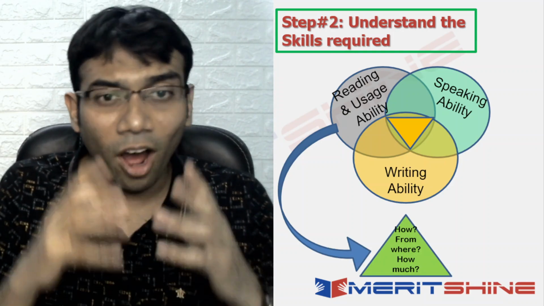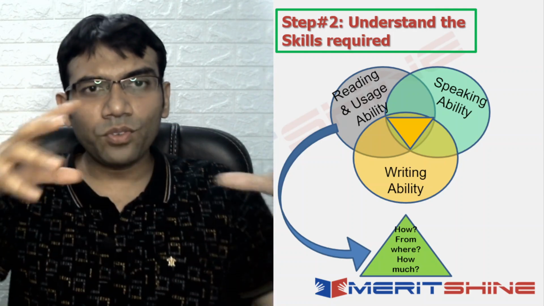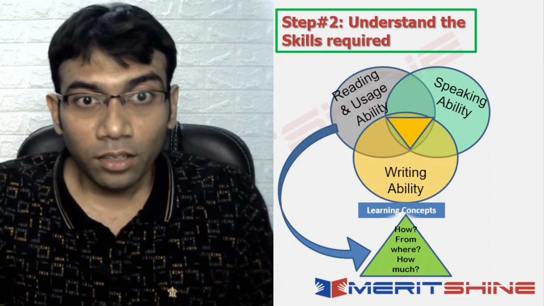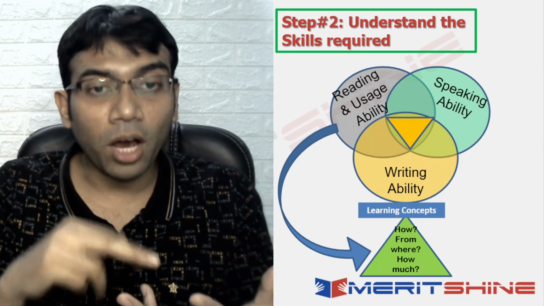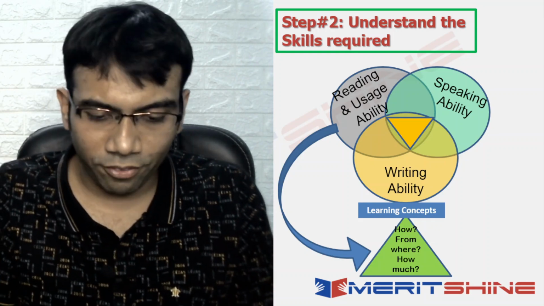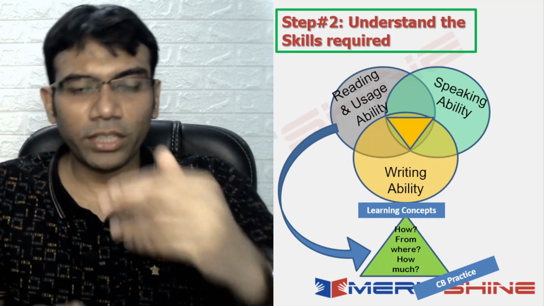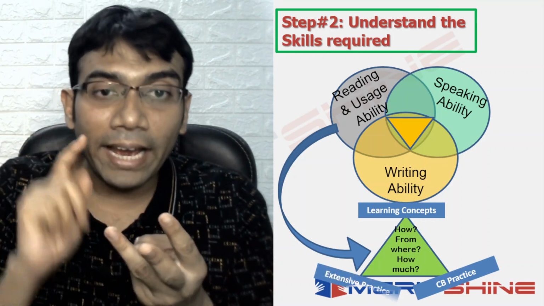How, from where, and how much to do, these we will cover. But on what parameters? One is learning concepts. How do we learn the concepts? From where do we learn the concepts? How much of the concept is enough? Then concept builder practice. Now there are two kinds of practice: one is concept builder practice and another is extensive practice.